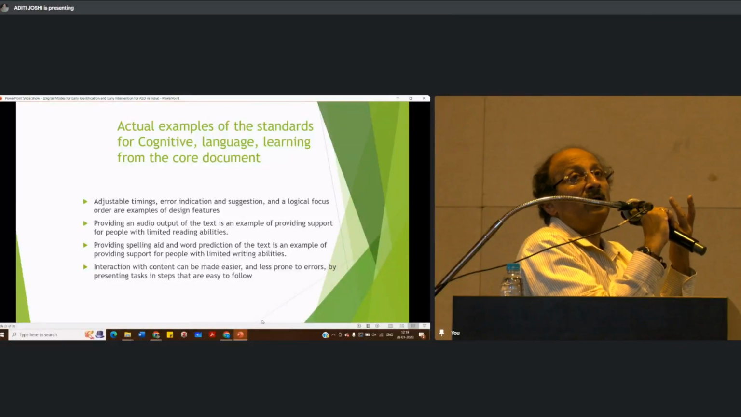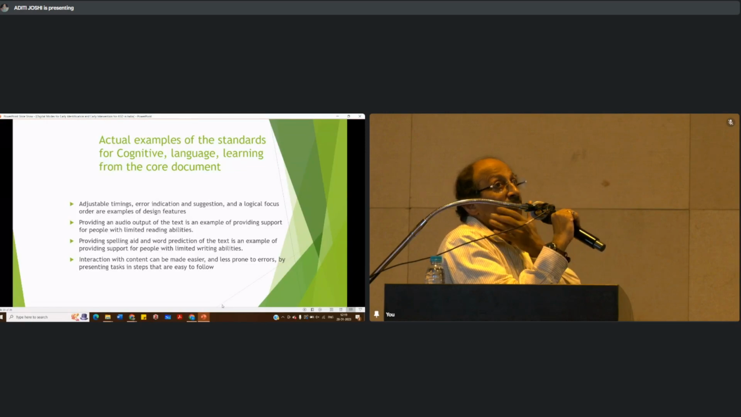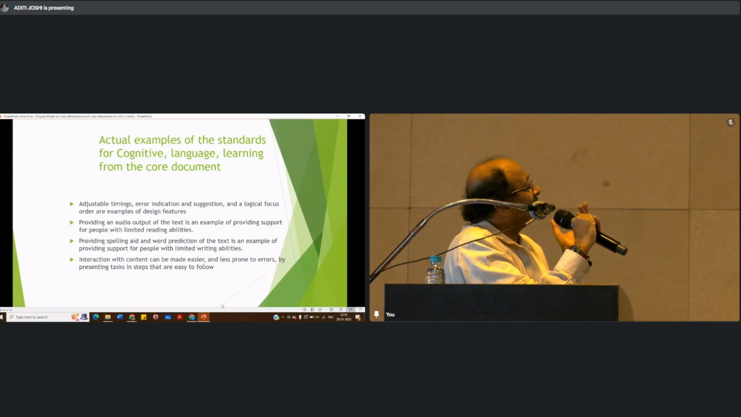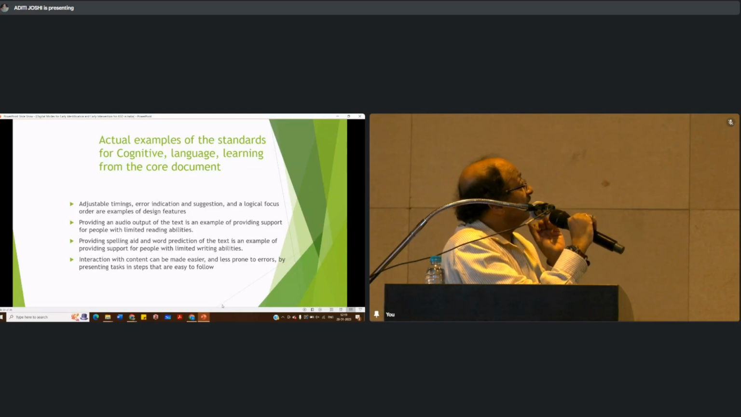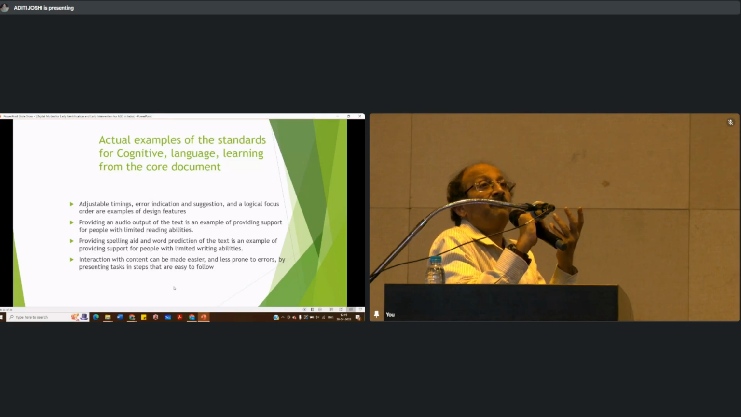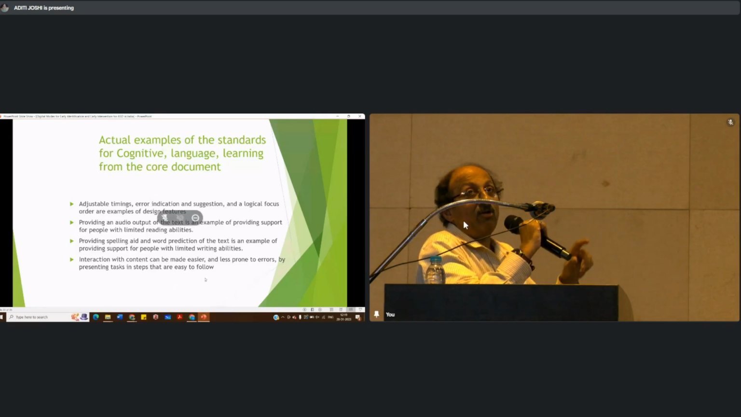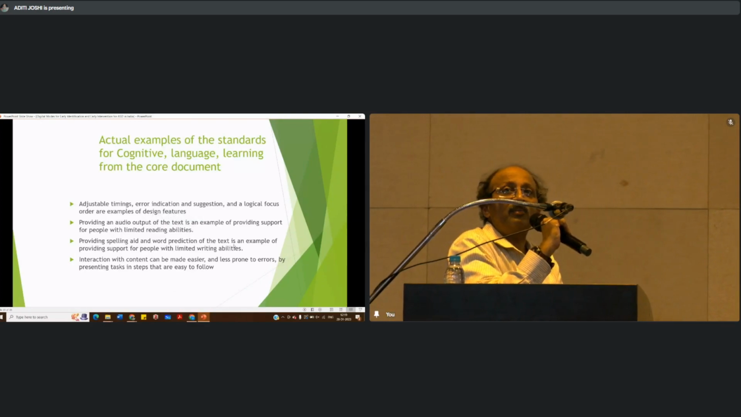and more effort and more maybe strength of the platforms to actually support it. Interactions with content can be made easier, less prone to errors by presenting tasks in steps that are easy to follow. Now, these are all rules. Anybody wanting to develop digital tools, especially for persons with disability, they'll have to follow a lot of these kind of guidelines the government is setting.